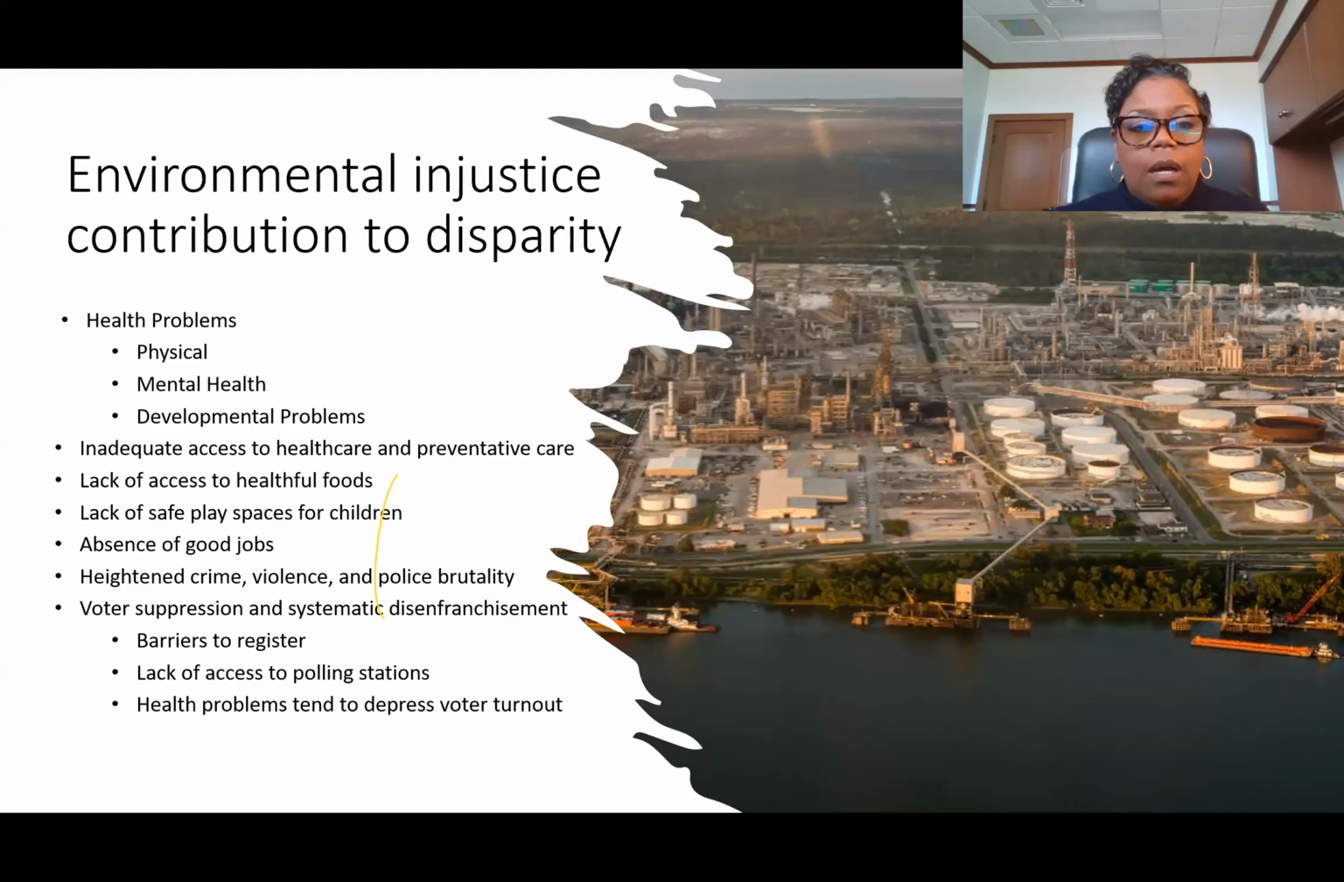are developmental delays. You have inadequate access to healthcare and preventive care, lack of access to healthy foods. It is all of this is perpetual. So I don't need to read the slide to you, but you see this is what happens when you have disparity in how we are managing our environment.